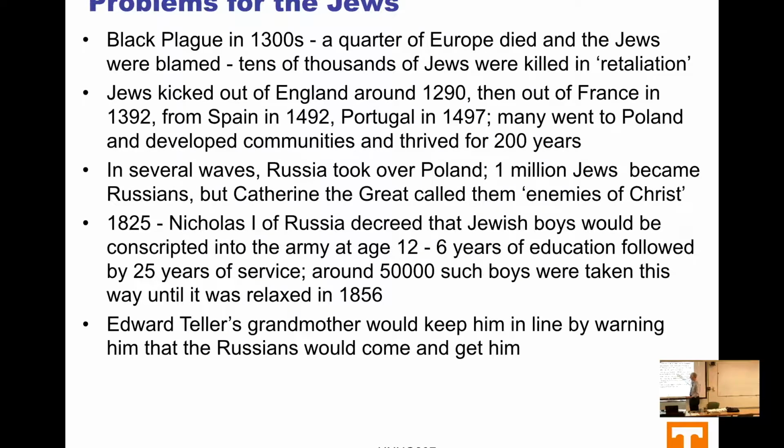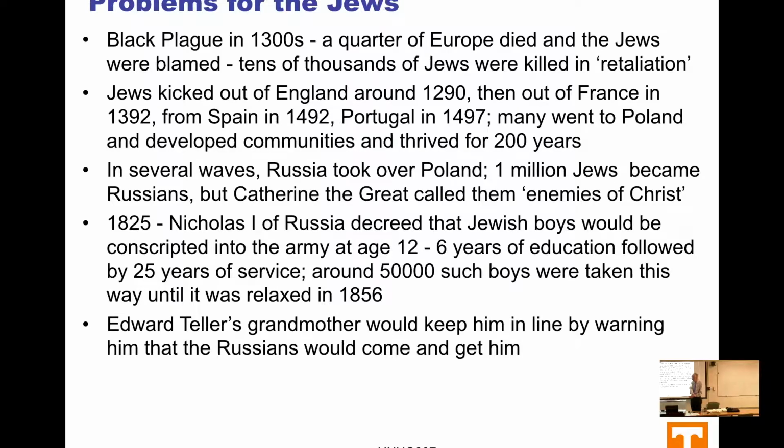At that time, when Russia took over Poland, around 1 million Jews were living there, in Poland, now Russia. Catherine the Great called them the enemies of Christ, so she viewed them as a threat to her country. In 1825, Nicholas I of Russia decreed that Jewish boys would be conscripted into the army at age 12.